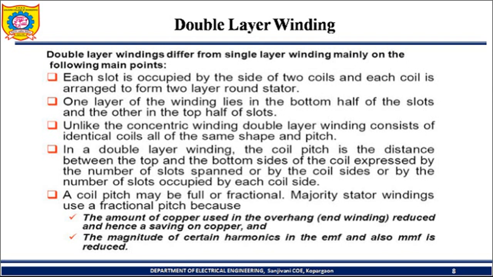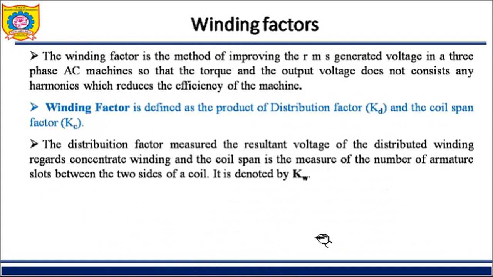So in double layer winding, coil pitch is the distance between the top and the bottom side of the coil, expressed by the number of slots spanned, or by the coil size, or by the number of slots occupied by each coil side. A coil pitch may be full or fractional. Majority of stator windings use fractional pitch coils. Already I have shown the reasons: reducing copper loss, reducing MMF, reducing EMF harmonics.